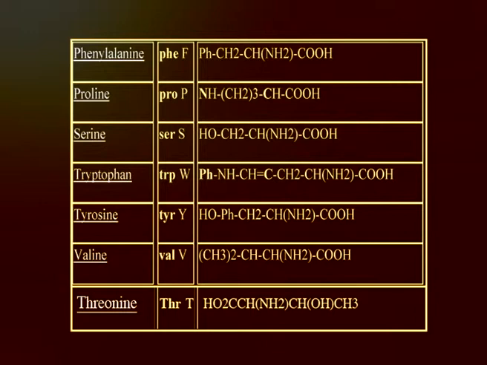Serine, it is SER and the symbol is S. Tryptophan, it's TRP and the symbol is W. Tyrosine, it's TYR and the symbol is Y. And valine, it's VAL and the symbol is V. And lastly, threonine, it's THR and the symbol is T.